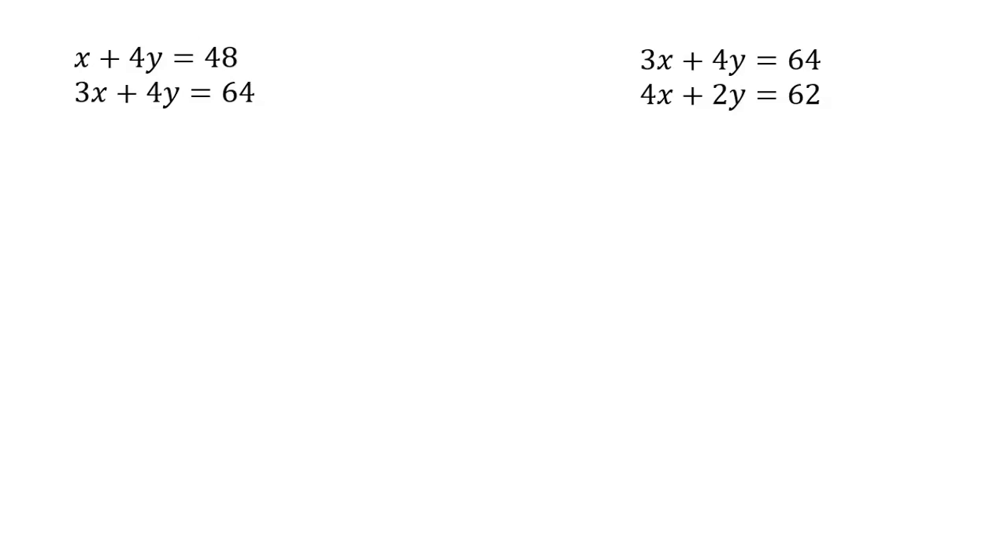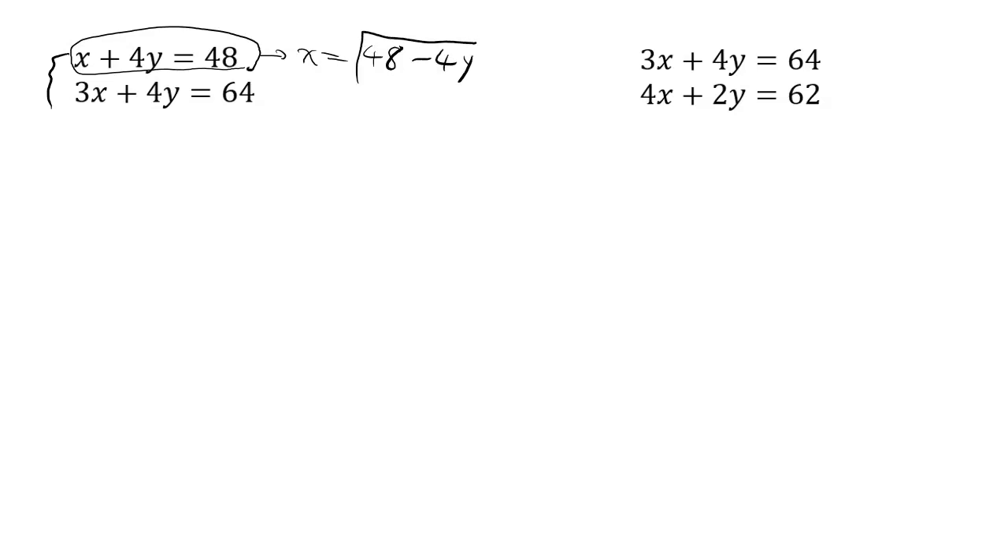Now, one method that always works when you have a system of equations like this is using substitution. The method goes like this. You first solve for one of the variables. So let's say this one. We solve for x. x is 48 minus 4y. You solve it like this.